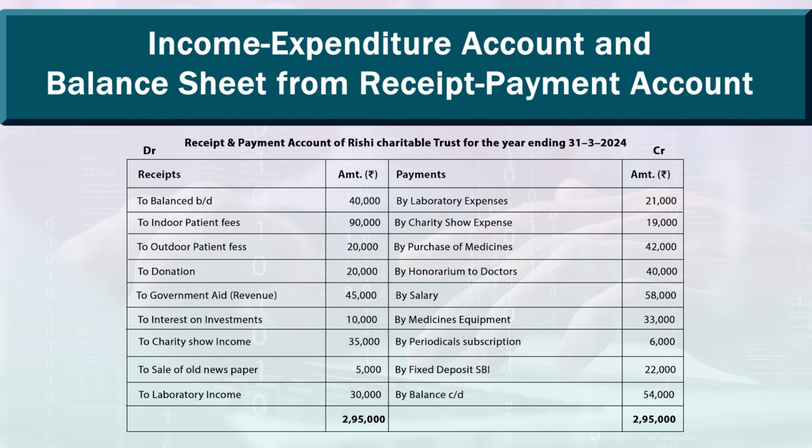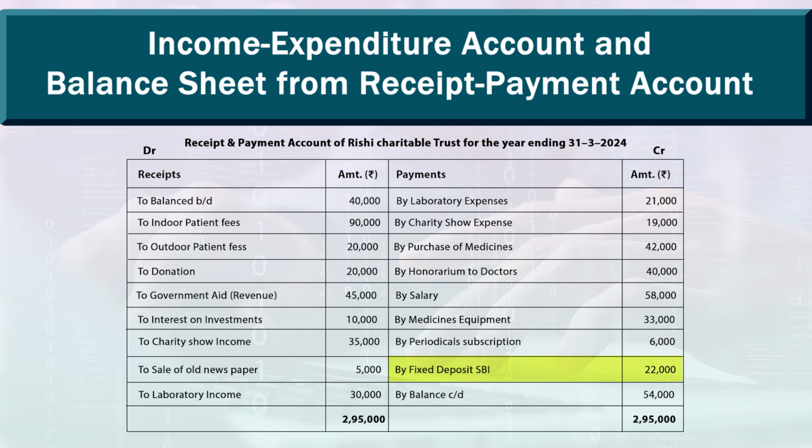Moving to the payment side, the first entry is the laboratory expenses of rupees 21,000. Then there is charity show expense of rupees 19,000. Then we have purchase of medicines of rupees 42,000. The honorarium to doctors is of rupees 40,000. The salary paid is of rupees 58,000. The medicines equipment is of rupees 33,000. The periodical subscription is of rupees 6,000.